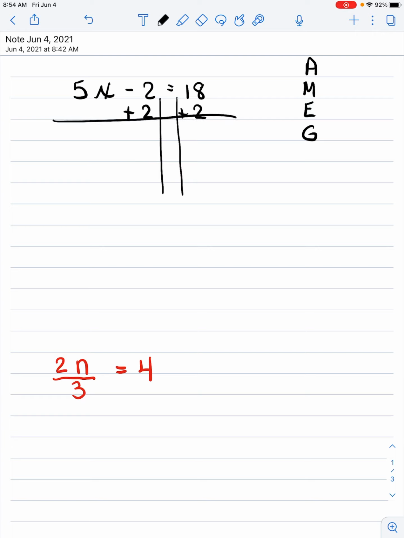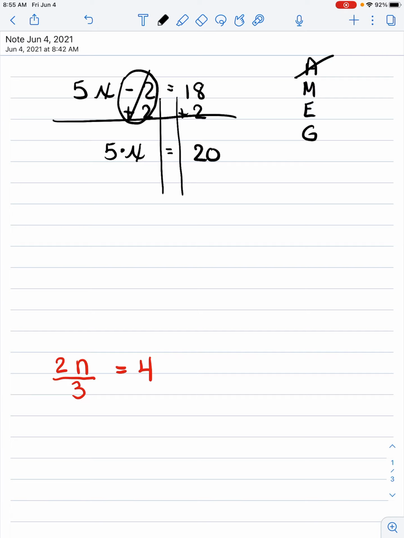And when we do that, we are going to cancel out minus 2 plus 2, and we are going to have 5x being equal to 18 plus 2, which is 20. Okay, we're done with our addition. And now our next step is to undo any multiplication or division. Well, I do have multiplication. 5x is actually 5 times x.